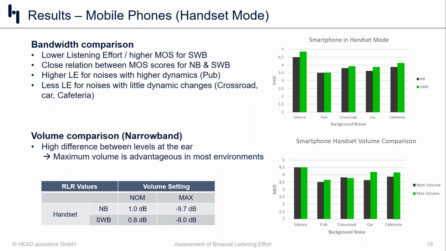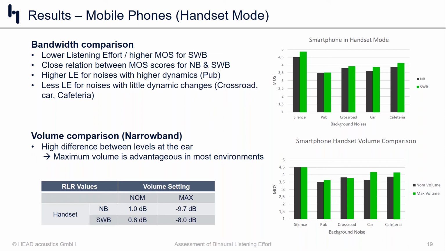And of course, from the objective standpoint, you can also start to compare and see that the noises that are very dynamic, like pub noise, lots of transients, lots of babble noise, we have much higher listening effort and therefore a lower MOS score. And the noises that are not as dynamic, so for instance, car driving noise, or obviously silence, clearly we have a lower amount of listening effort and therefore a much higher MOS score. So I don't think there's any surprises in that.